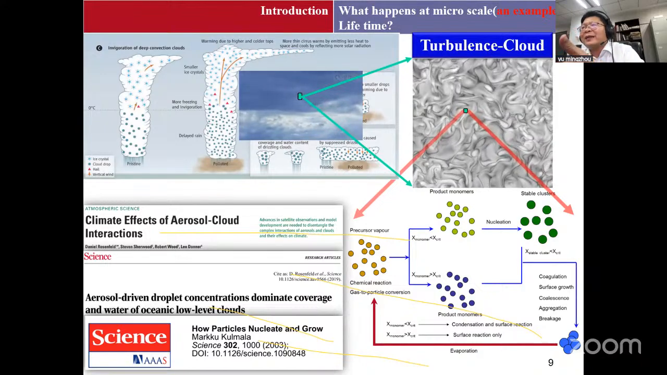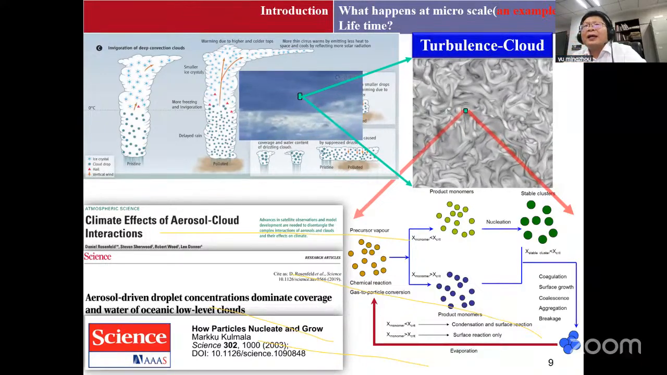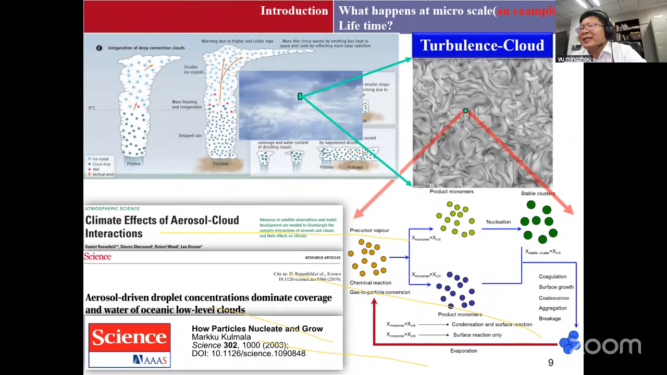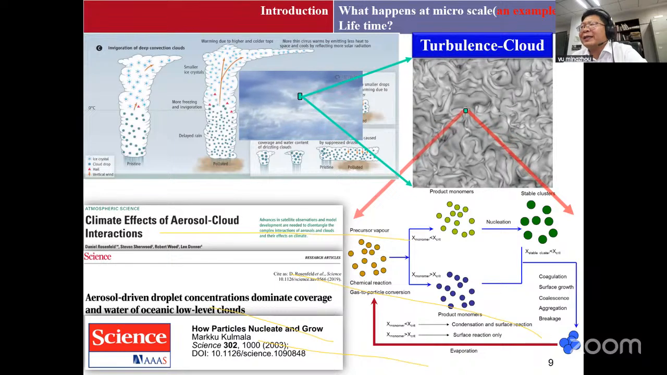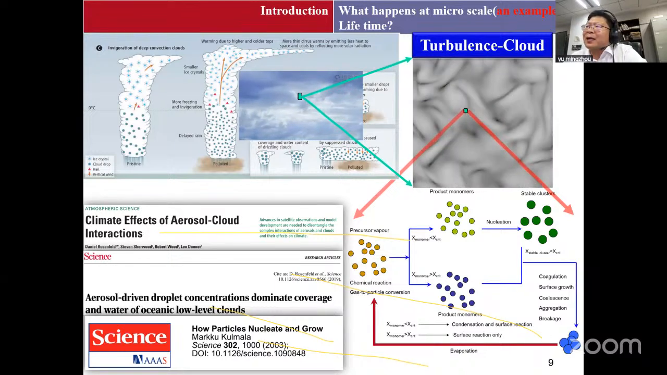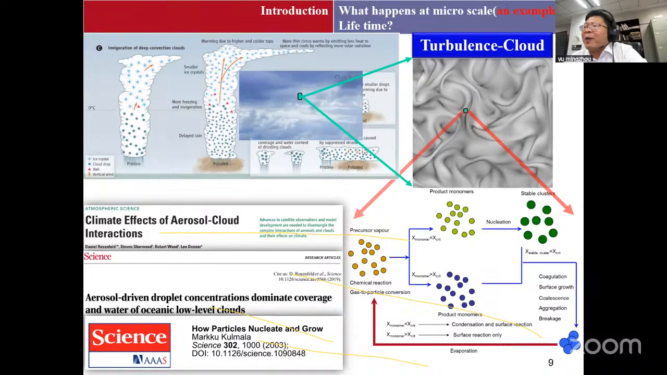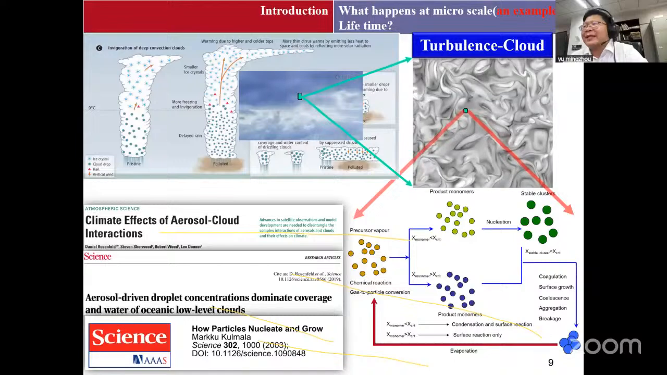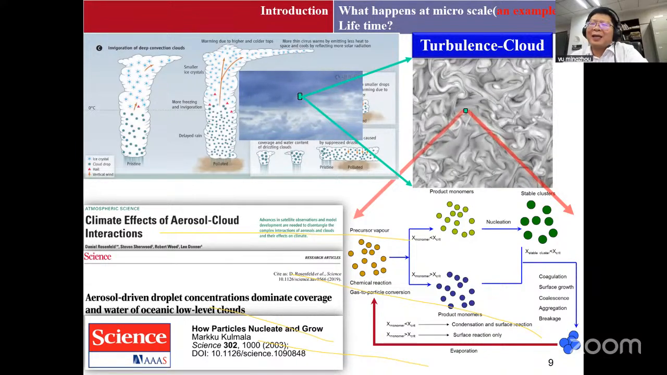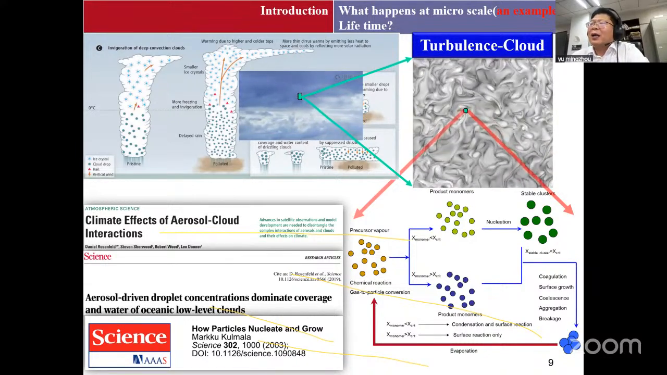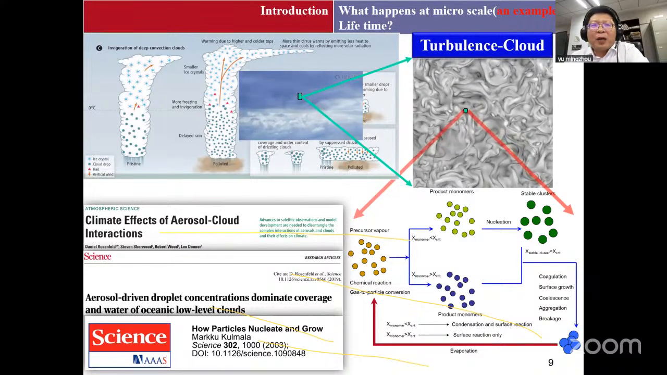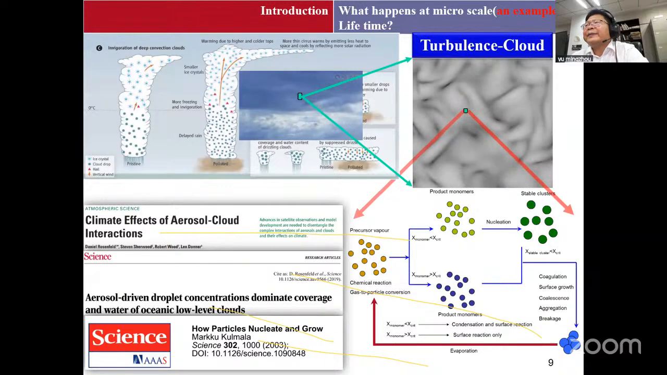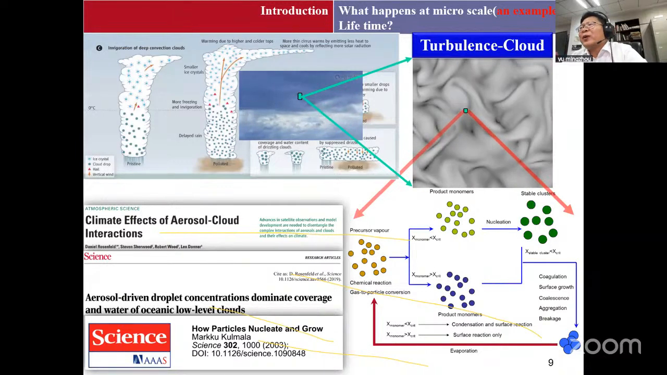In this equation, n is a function of time, position, velocity, and particle property, such as size. The process can involve particle growth, coagulation, nucleation, and breakage. In this talk, I will focus on the problem of coagulation. Here, we focus on binary coagulation.